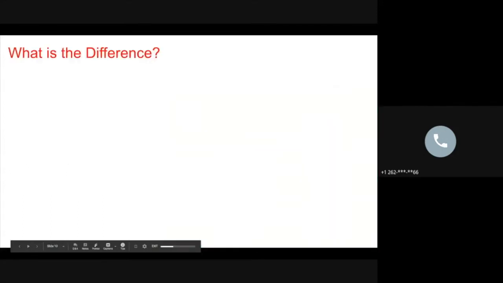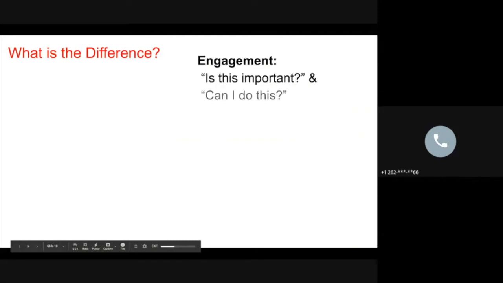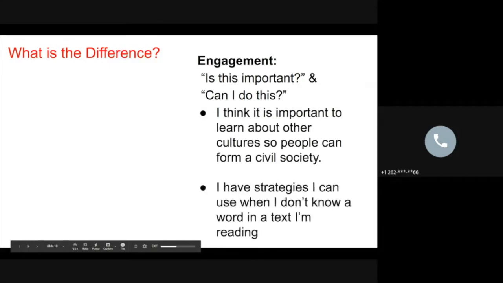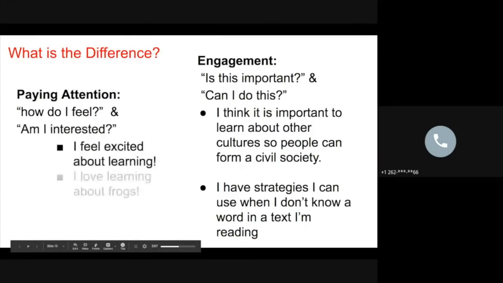There's actually a difference between kids paying attention and being compliant versus true engagement. And when we talk about that, engagement really answers the questions. Can you go through the builds, Jenny? Is this important, and can I do this? That is really at the core of engagement.